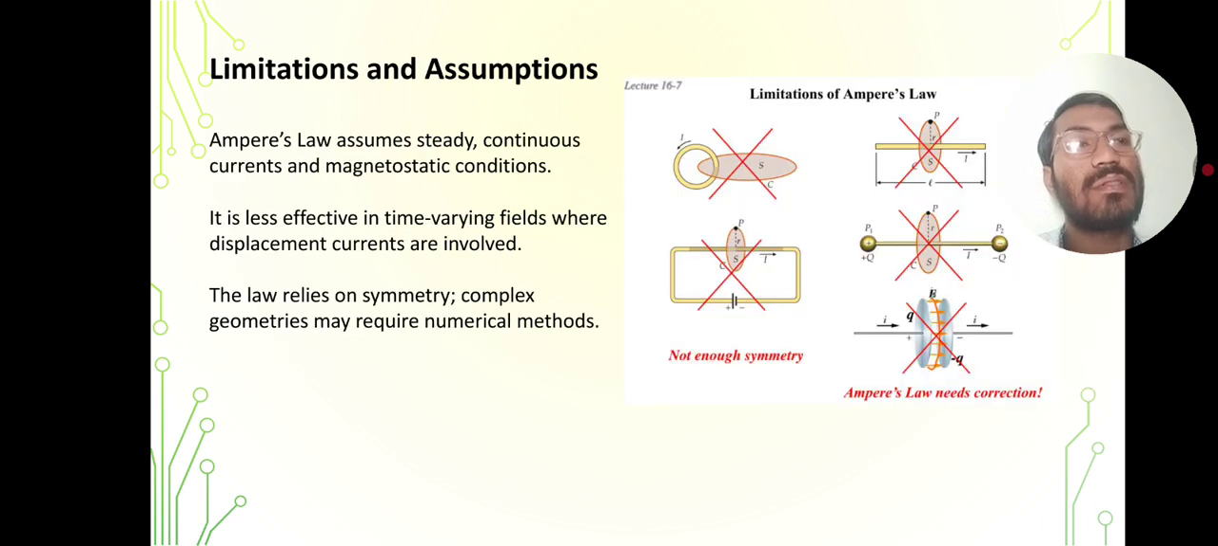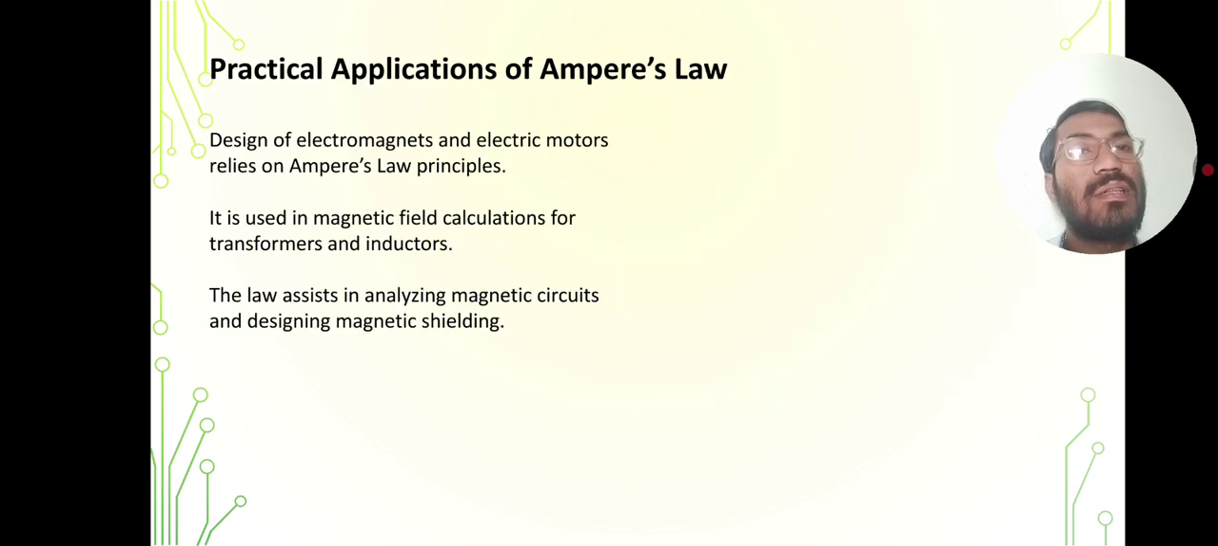Limitations and assumptions. Ampere's law assumes steady current and magnetostatic conditions; it is not effective for time-varying fields where displacement current is involved. The law relies on symmetry and is difficult for complex geometries without numerical methods. Ampere's law applications: it is used in magnetic field calculations for transformers and inductors. The law assists in analyzing magnetic circuits and designing magnetic field shields.